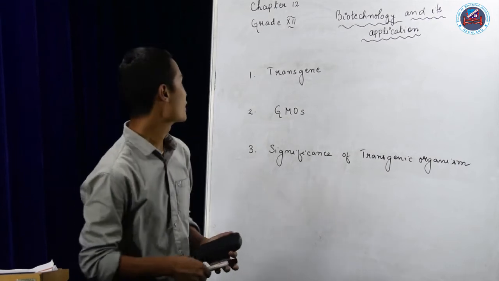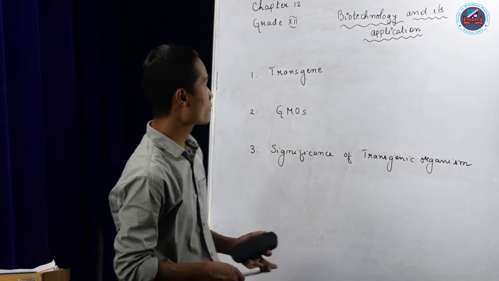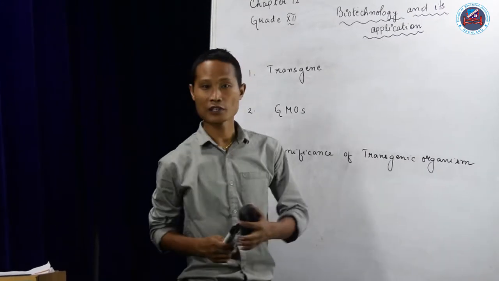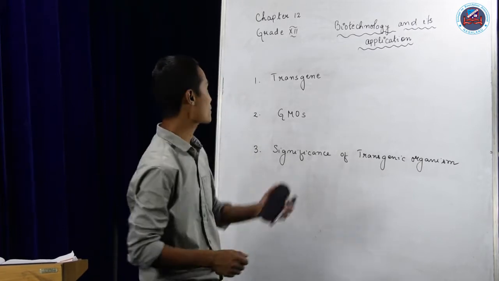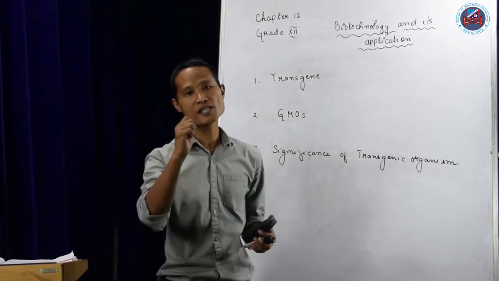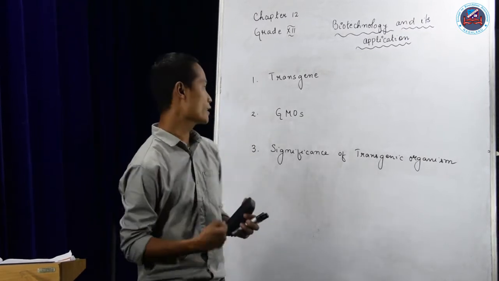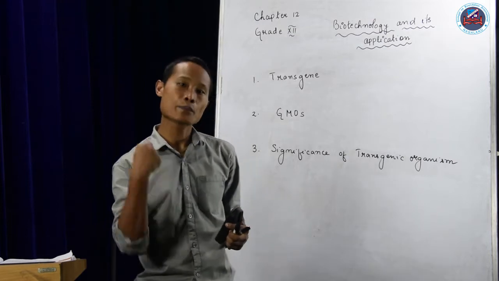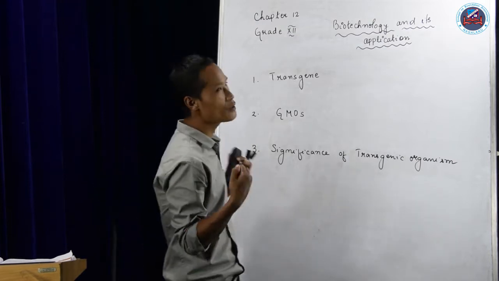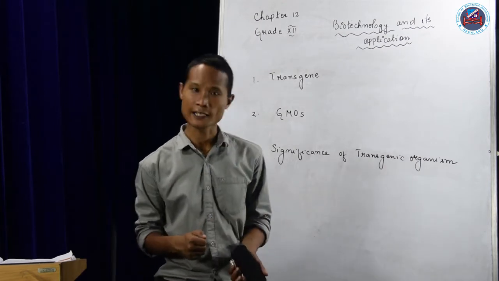Hello student, today we are going to start a new chapter, that is biotechnology and its applications. In the last chapter, chapter number 11, we discussed the principles and processes of biotechnology. Now, in this chapter, we will see the significance and applications, how we can use biotechnology for the benefit of mankind.